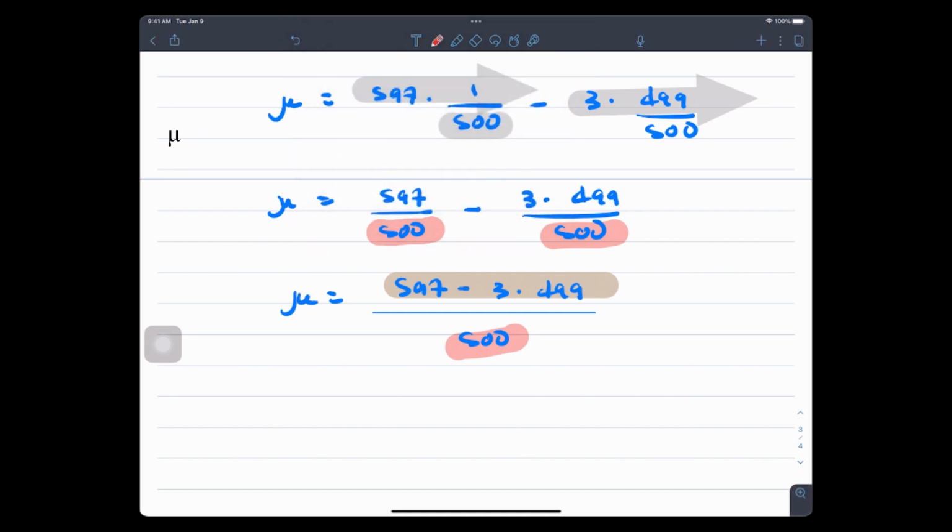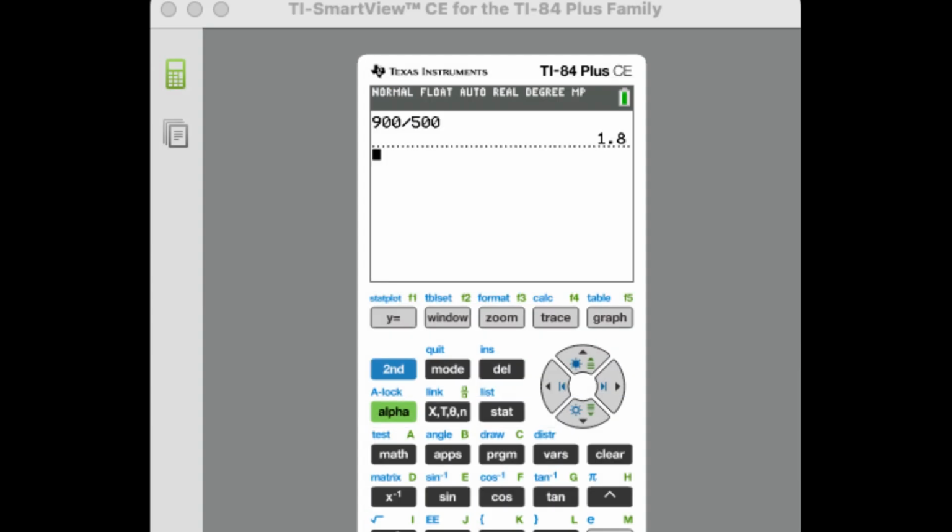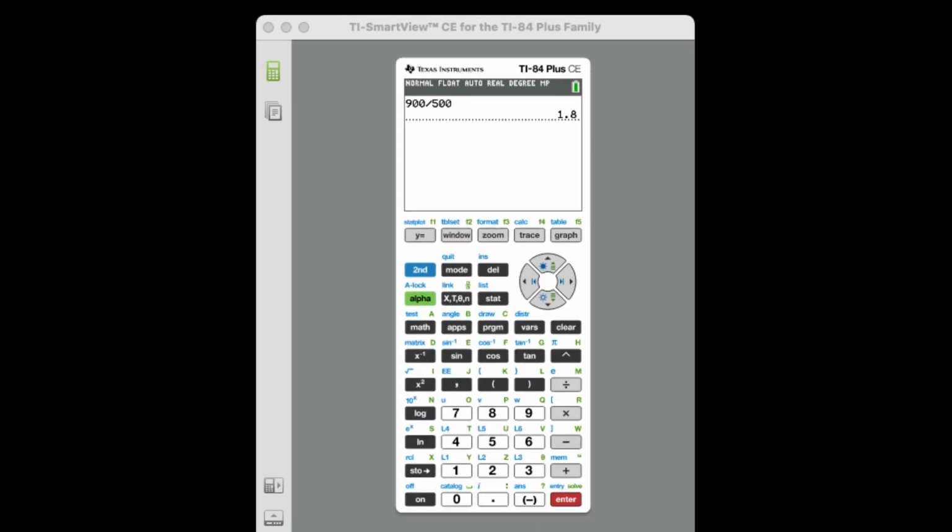But I'm going to have to put this in my calculator here. So this is going to be about how we use our calculator. Easy peasy lemon squeezy. You guys see what I'm saying? So this is the arithmetic we're going to do in our TI. So I'm going to go to the TI. Let me scroll out here. Okay. Parentheses. What do we do? 597 minus 3 times 499. Close that. Divided by 500.